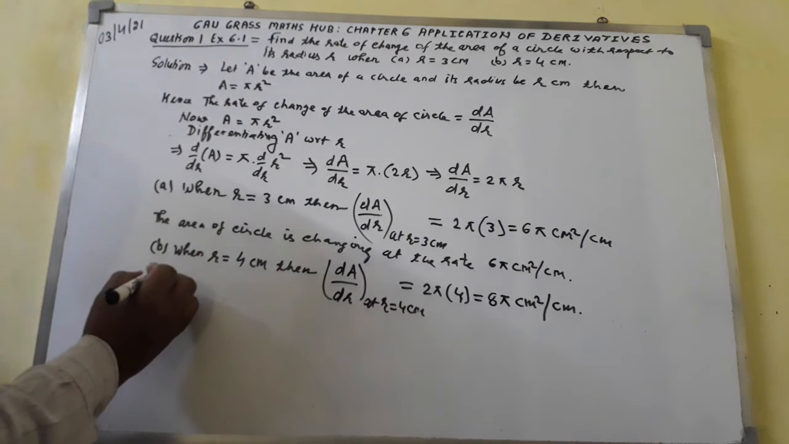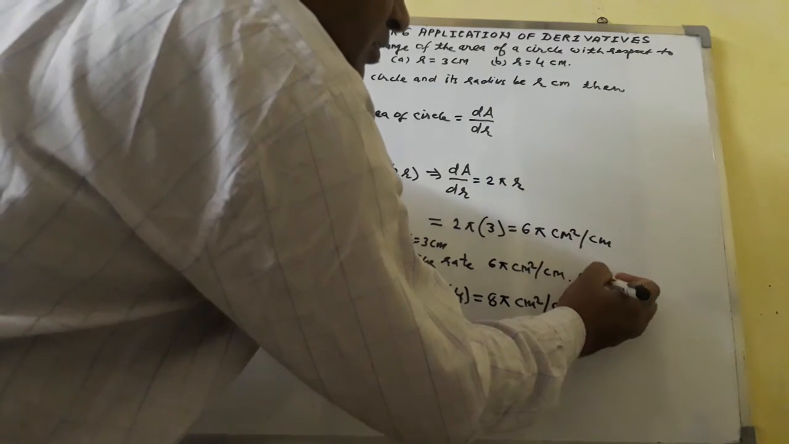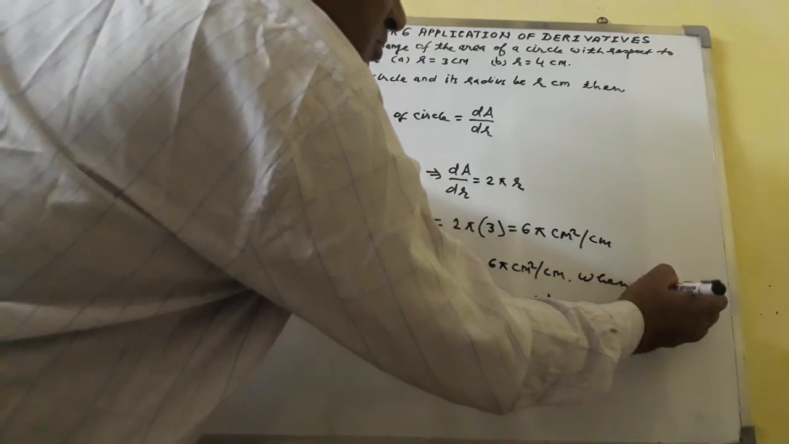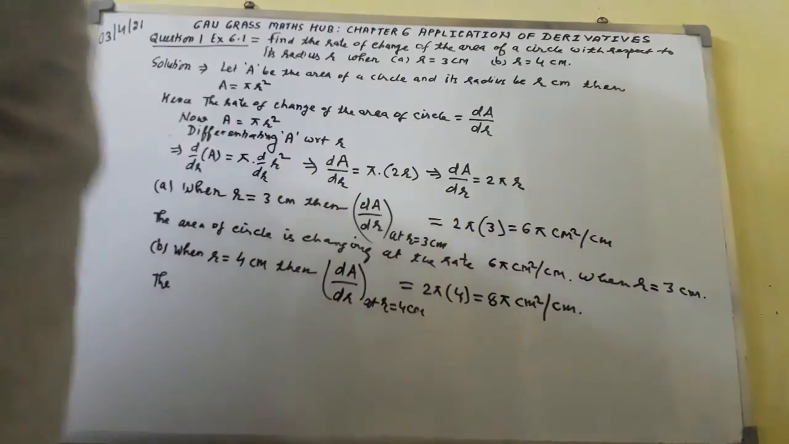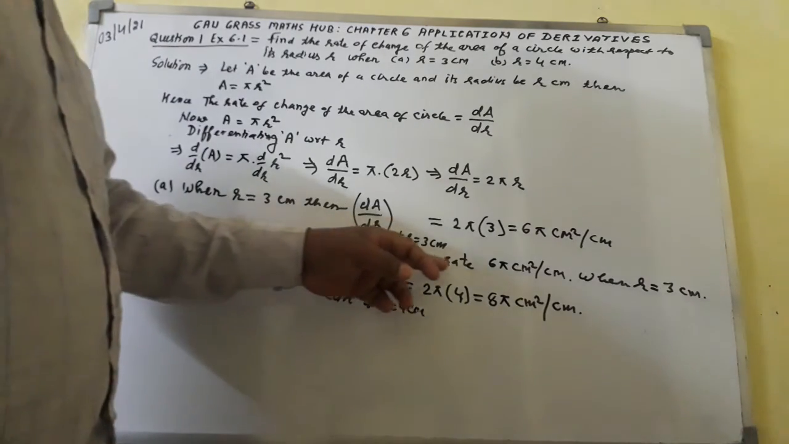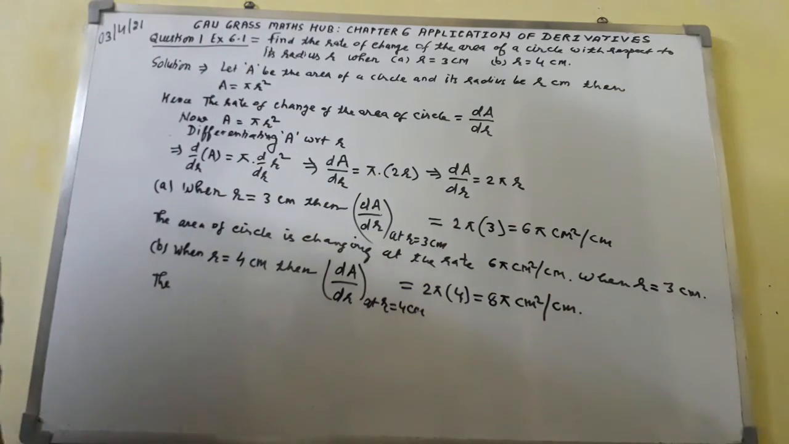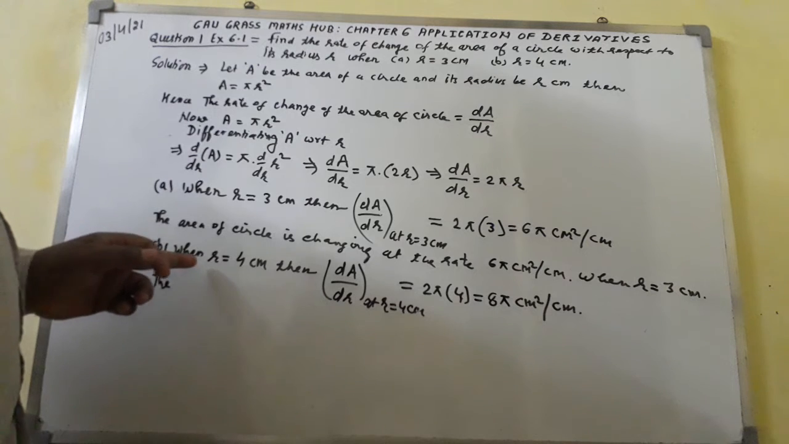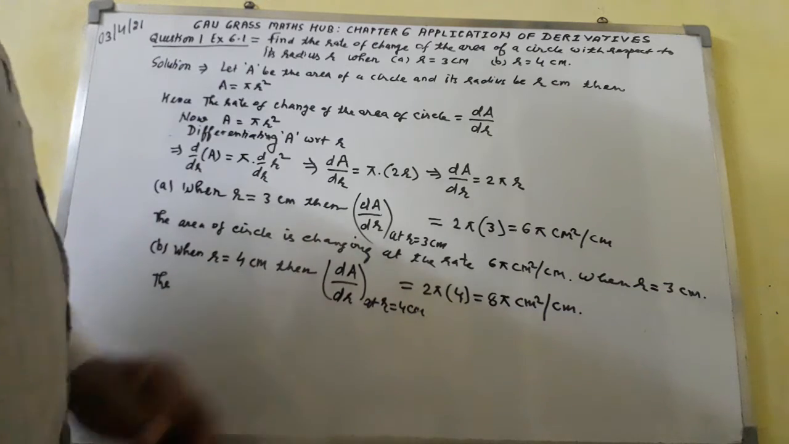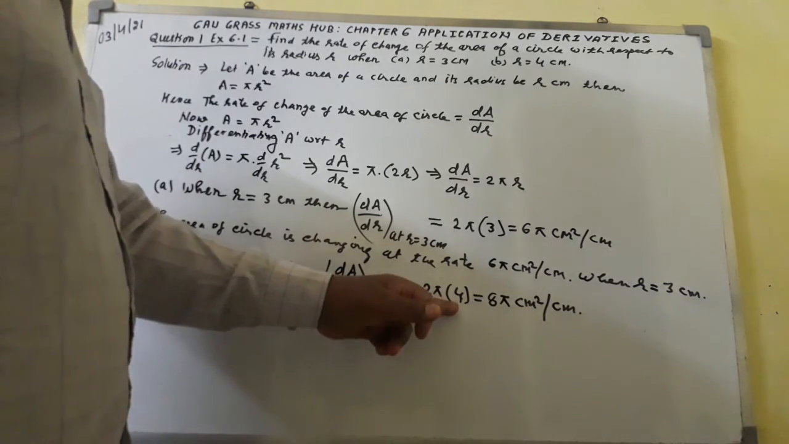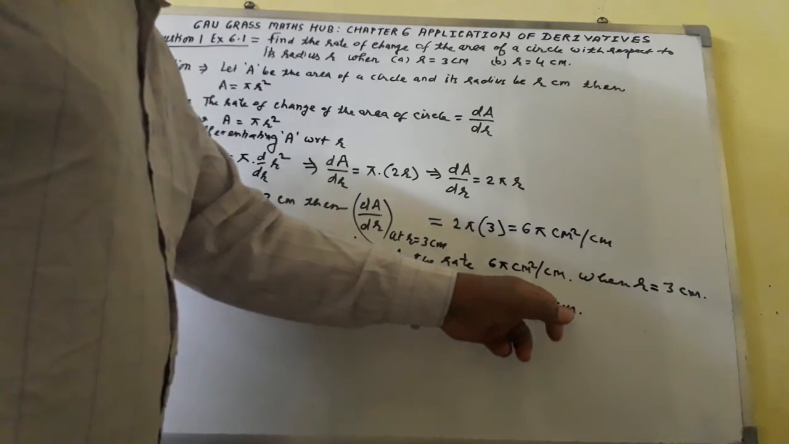Here again I shall write: when r equal to 3 centimeter, the area of circle is changing at the rate 6 pi centimeter square per centimeter when r equal to 3 centimeter. (b) When radius equal to 4 centimeter, then dA over dr at r equal to 4 centimeter equal to 2 pi. In place of r I shall write 4. So 4 twos are 8, so 8 pi centimeter square per centimeter.